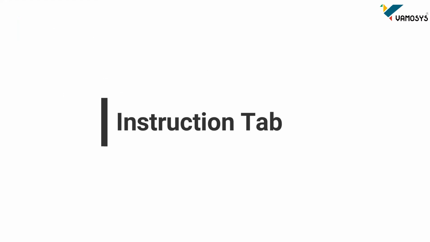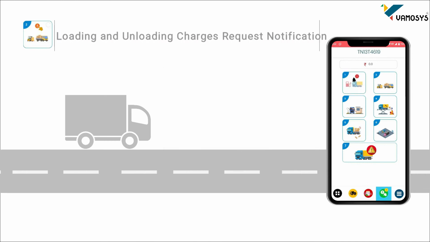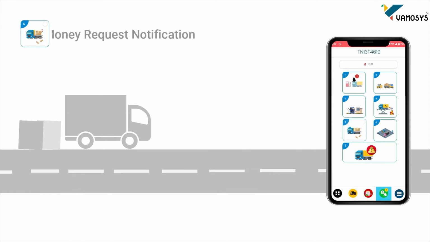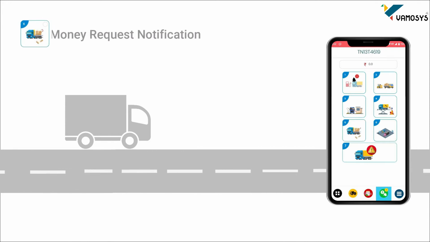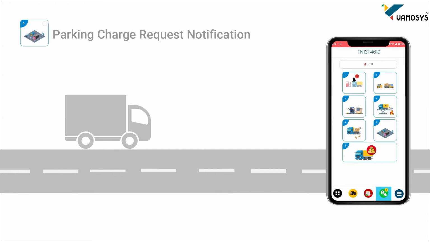Next is the instruction tab page. With this page, the driver can check the status of their raised requests to the fleet owner. Let's see the icons available here. Fuel fill money notifications, loading unloading charge requests, toll gate charge request, service money request, goods damage request, parking or shed charges, and at last the other query tab for unplanned or unexpected activities.